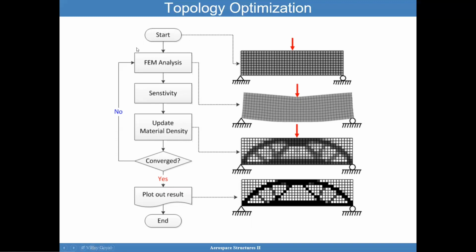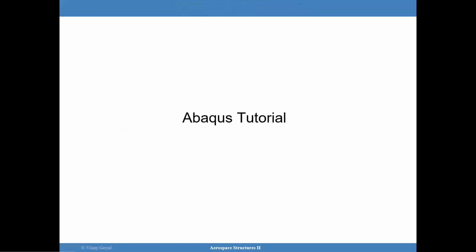And if it's not, you go back and redo it until the sensitivity is actually converging and I'm getting the lowest strain energy possible. Then I can plot out my results, and typically you will shape it to have a more defined boundary. So I'll go into the Abaqus tutorial. I'm going to have Lifu now walk us through this final tutorial.